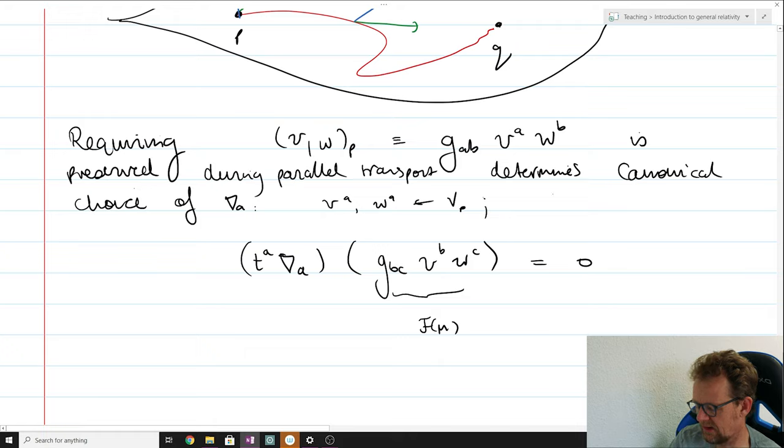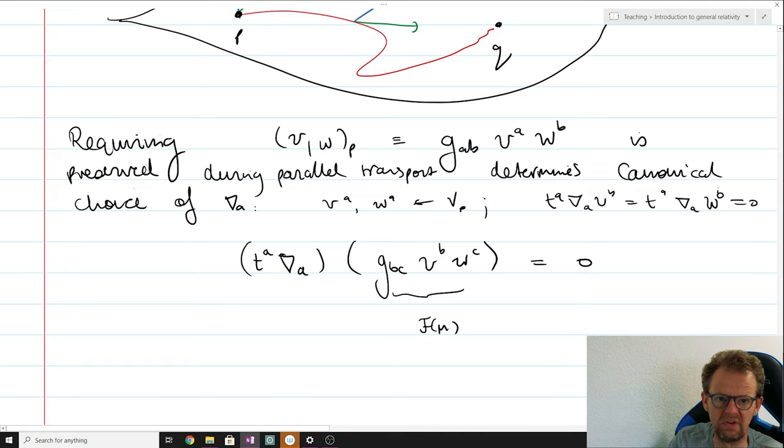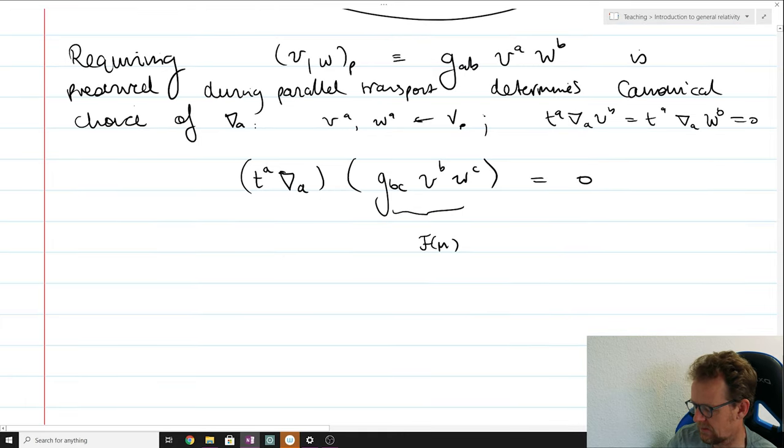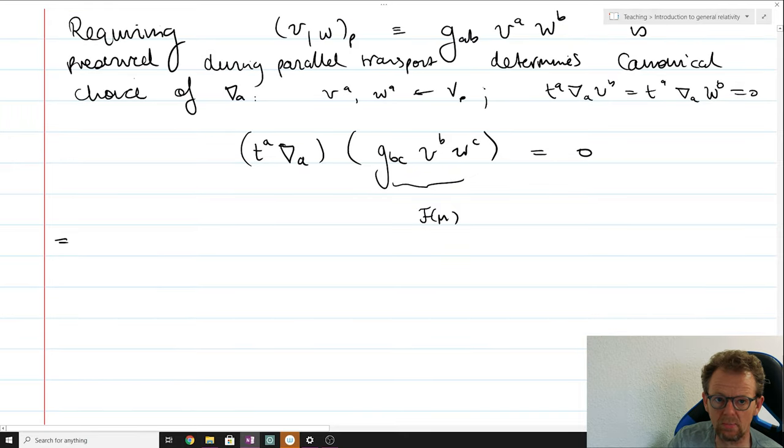Implicit in this equation is that each of these two vectors is parallel transported as well. If we don't parallel transport V and W along the curve, then we shouldn't demand that their inner products are invariant. But suppose we have parallel transported V and W along the curve, then the inner products ought to be the same along the whole curve, or not to change. And now, if you look at that expression for the change along the curve of the inner product, we can actually start using the rules of derivative operators to compute this expression. So we're going to use the Leibniz property.